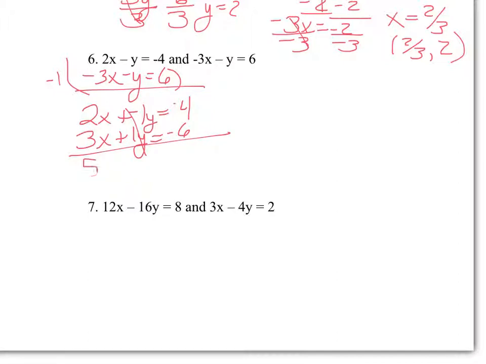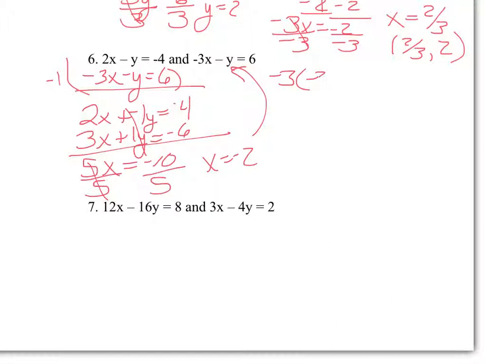My y's cancel out, and I get 5x equaling negative 10. Divide each side by 5, and x is negative 2. Now I'm going to plug back in and try to find y. Negative 3 times negative 2 plus negative 1y equals 6. 6 plus negative 1y equals 6.